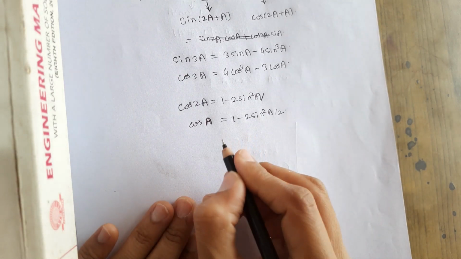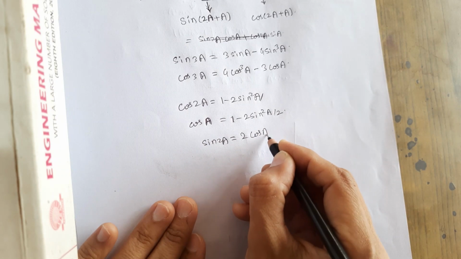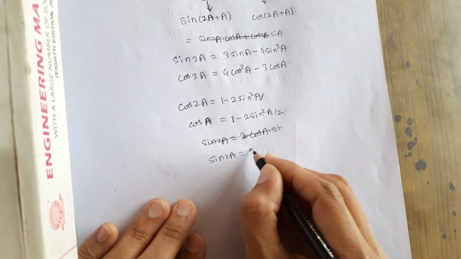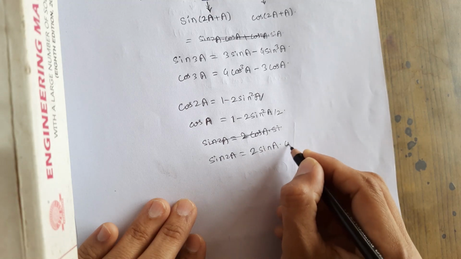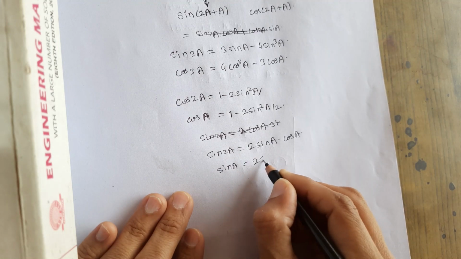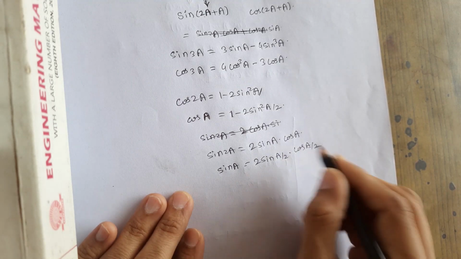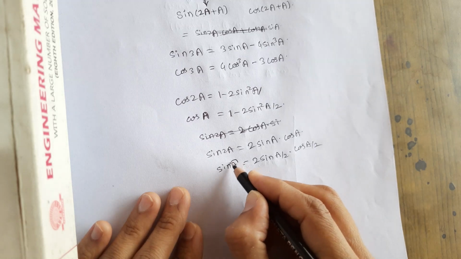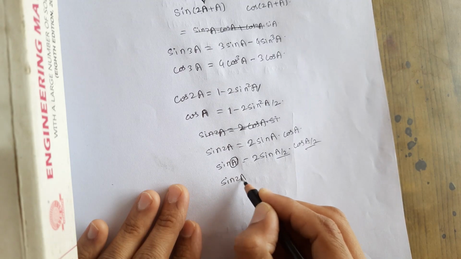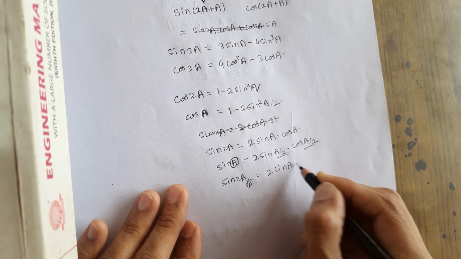Similarly, if I have sin 2a equals 2 sin a into cos a, and I want to write the same formula for a, I'll get 2 sin a by 2 into cos a by 2. So this is the half angle formula. Whatever is in the LHS, I need to halve on the RHS. So if I have 2a, I halve the 2a, which means a. That's how we remember it.